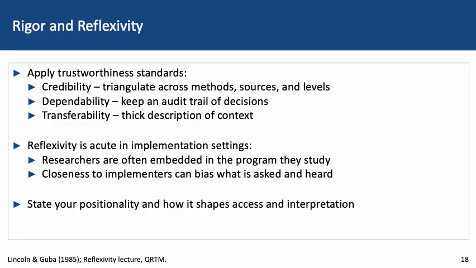Now, reflexivity deserves special emphasis in implementation work because researchers are often embedded in the very programs that they're studying. Sometimes you help design the thing that you're now evaluating. That closeness can bias what you ask and what you're able to hear. So name your positionality explicitly. Be honest about how your position in the program, your position in that particular setting shapes your access, your rapport, and your interpretation of the results or the findings. In implementation research, this isn't a formality. It's really, really important for people to believe your results if they understand your position in the project.